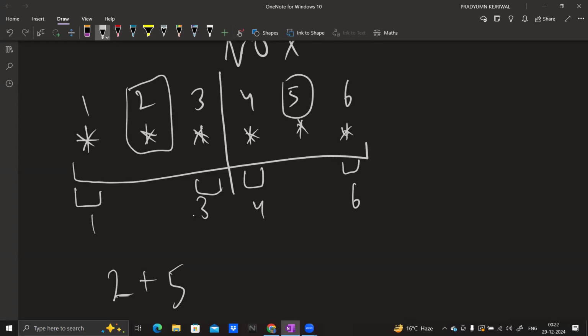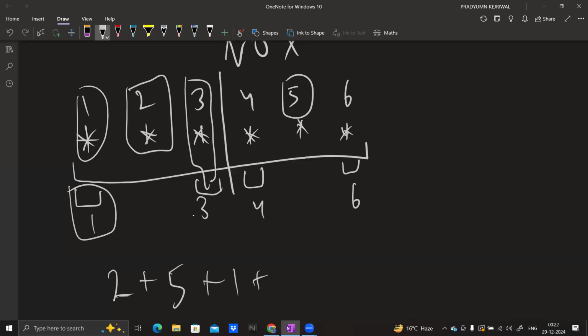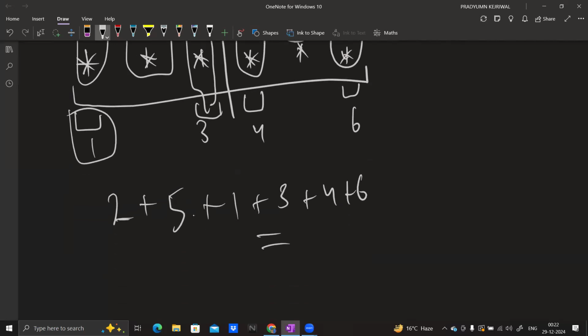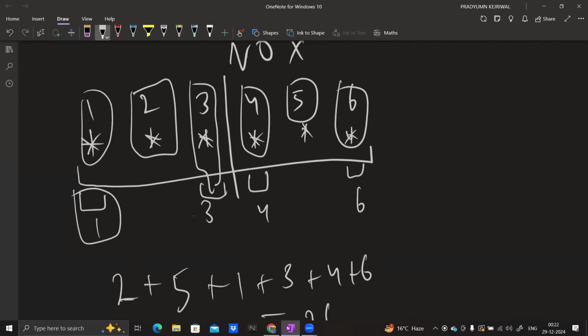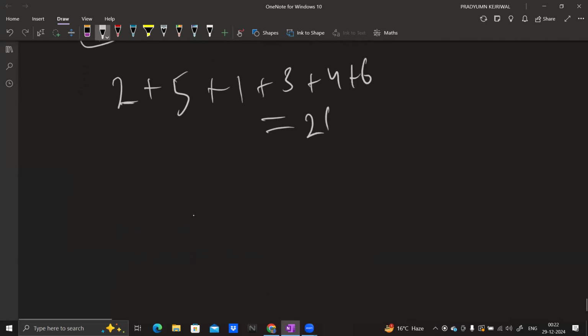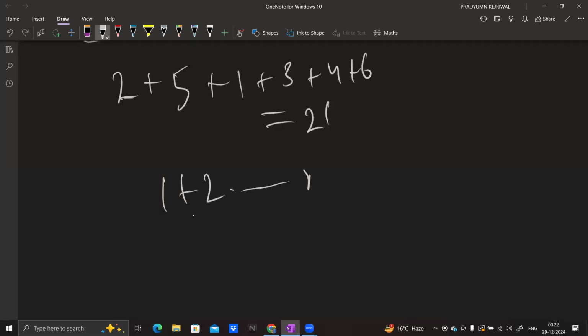This range is 1, so the middle is 1, so she'll add 1. Then in this range the middle is 3, so she'll add 3, plus 4 plus 6. So the answer is 21. But this is the case where she doesn't stop. If she keeps doing this recursive process, then eventually she will see all the stars, and the answer would just be the sum 1 plus 2 up to n, which is n times n plus 1 divided by 2.